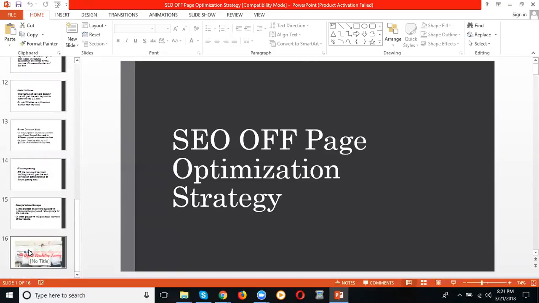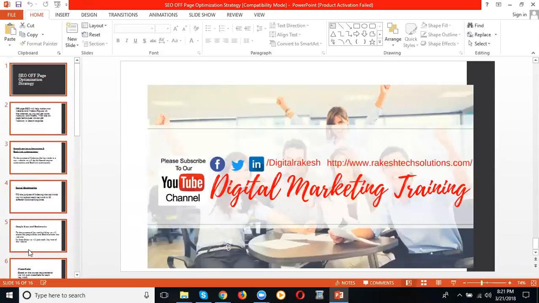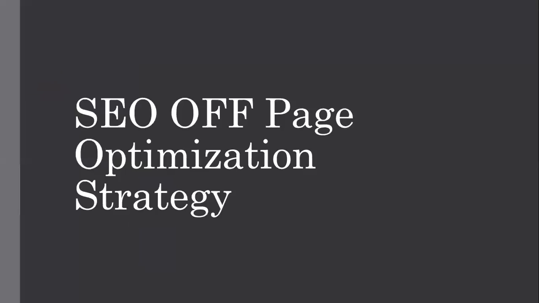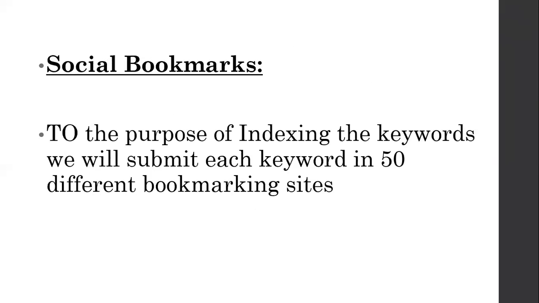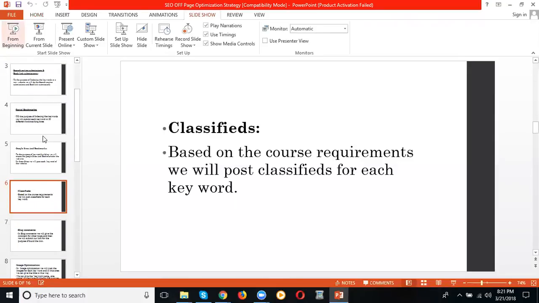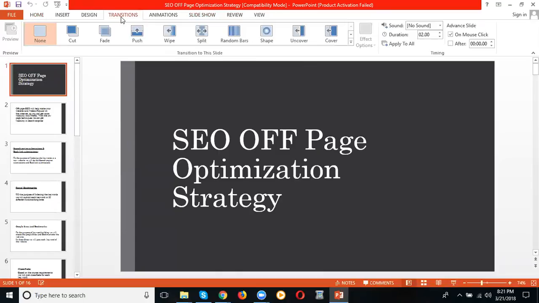Total how many slides will there be? 16. First select the 16 slides. Now first one, here what is that? Slideshow and beginning. Nothing, no music. Any music there? No. Just go back.